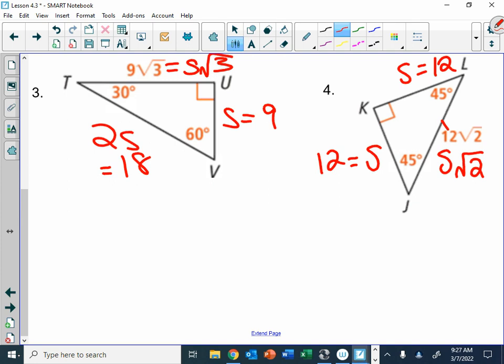Alright, are there questions on those four before we challenge things just a smidge? You've got to ask questions if you're not understanding, okay? But you've got to know these pictures.